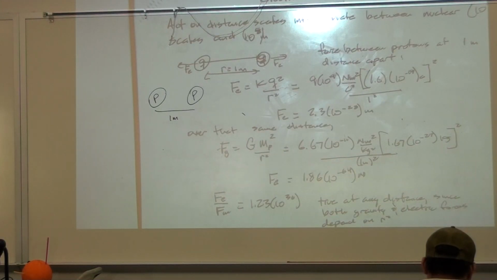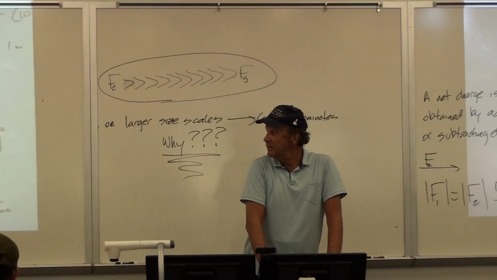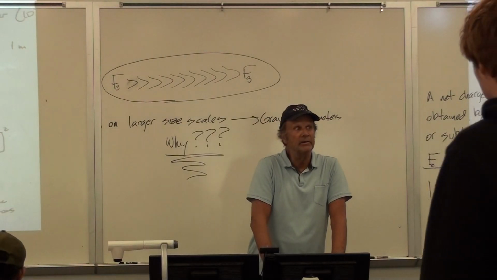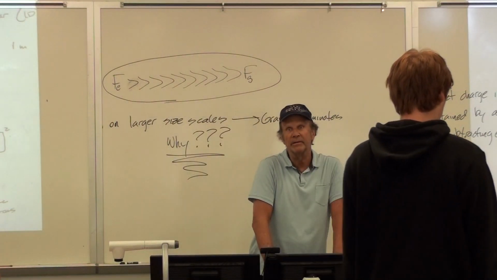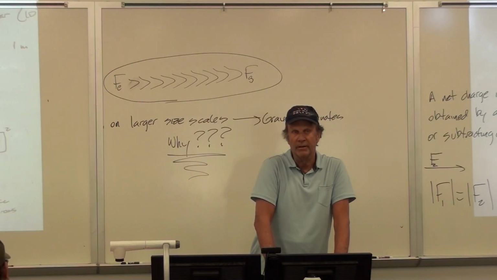R, distance. But it's the inverse square law for both of them. The mass is associated with each charge. You still have the same amount of mass and charge in each individual atom, right? So what is it that's different on a large distance scale?